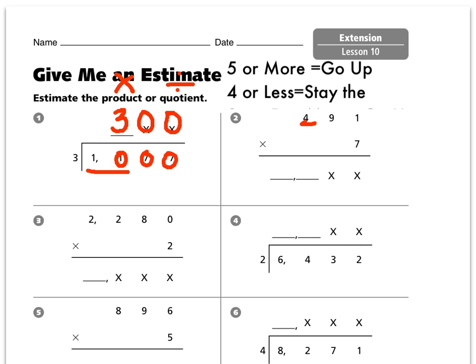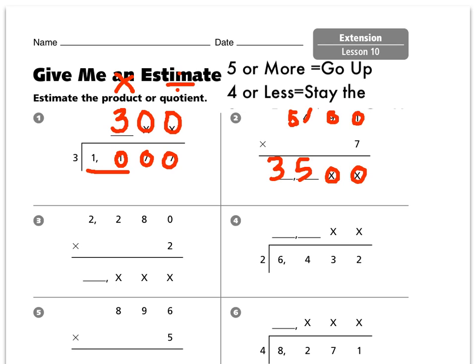The 4 is the worker, the 9 is the boss. The 9 needs to decide, do I stay the same or do I go up 1? In this case, the 9 is 5 or more, so it tells the 4 to go up 1. So it changes to a 5. Everything to the right changes to zeros. So if you look, 7 times 0 is 0, 7 times 0 is 0, 7 times 5 is 35. So your answer is 3,500.